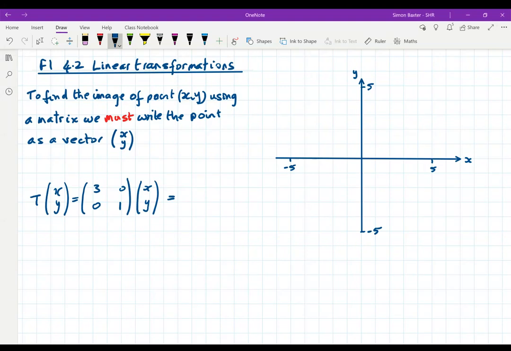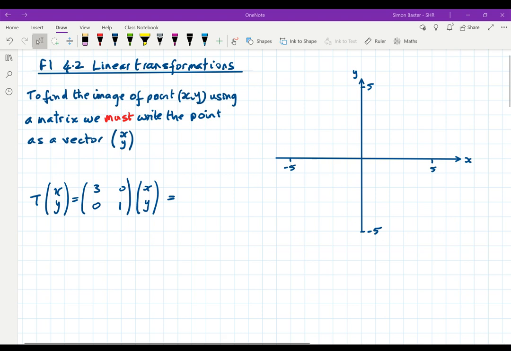In this video, we're going to see how we can use matrices to represent transformations of points in a plane. The first rule is that if we want to find the image of a point (x, y) using a matrix, then we must write the point as a vector. So if I have a matrix [3, 0; 0, 1], which I've represented by T, to find the image of any point (x, y), write it as a vector, and then we just multiply the two together.